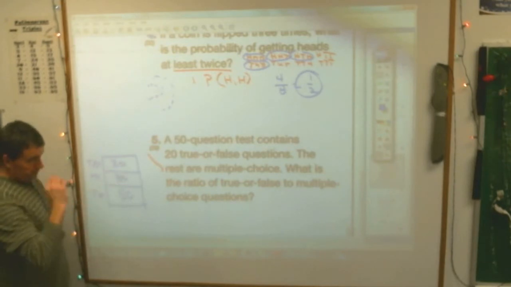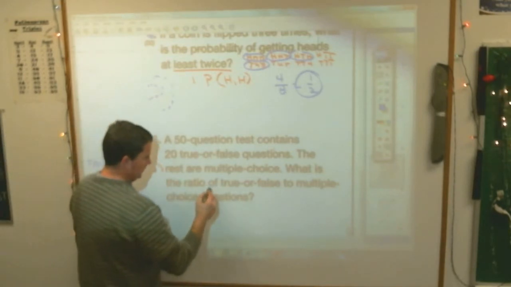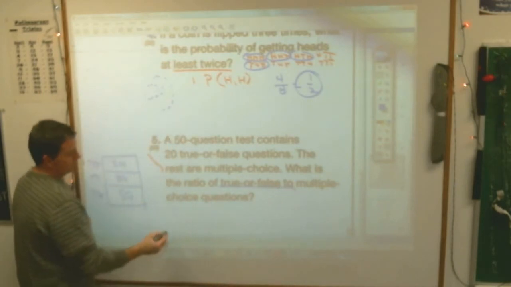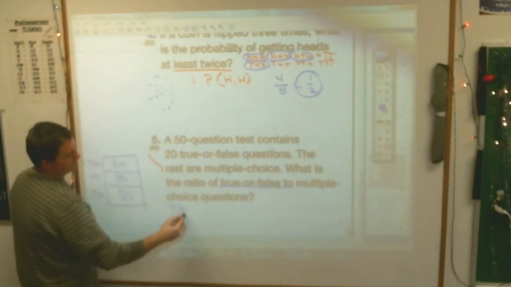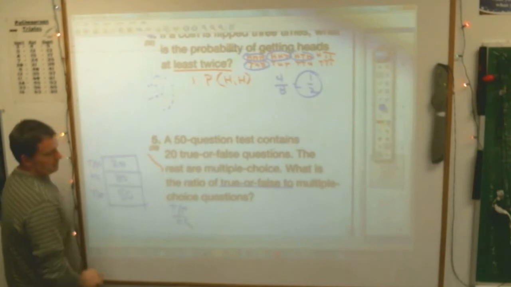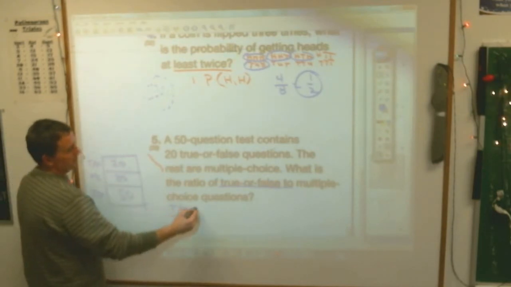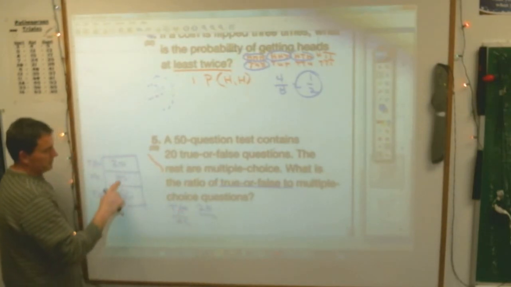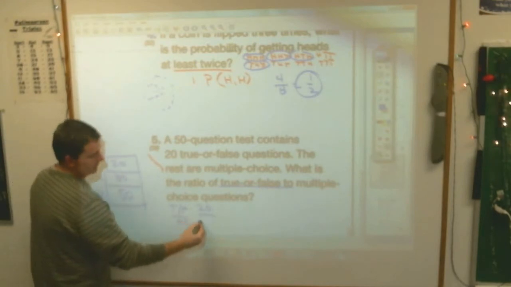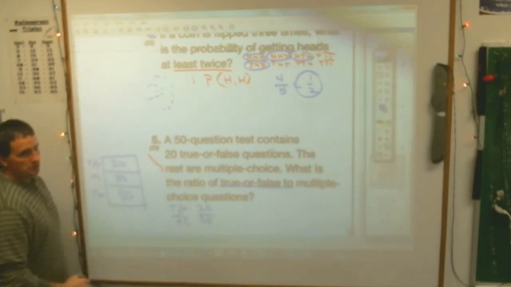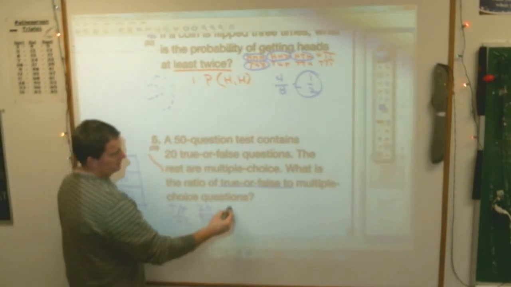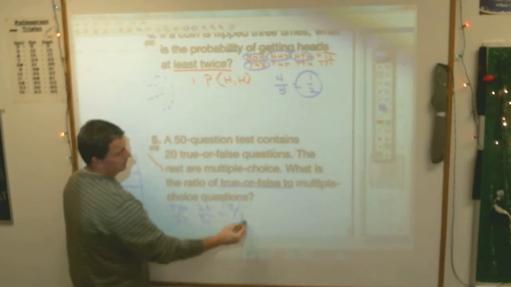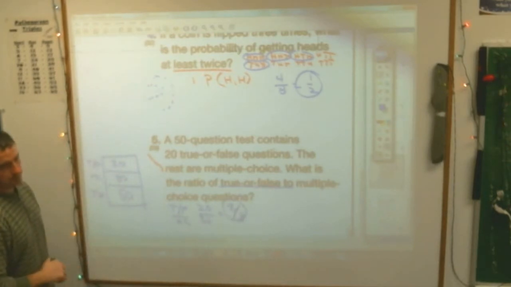The ratio they want is true and false to multiple choice. So you want true false questions over multiple choice. How many true and false? 20. How many multiple choice? 30. There's your ratio, you just need to reduce it. 2/3 should have been the answer to that. 2 to 3, or 2 to 3.